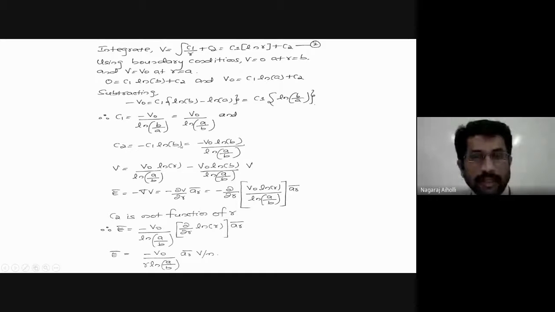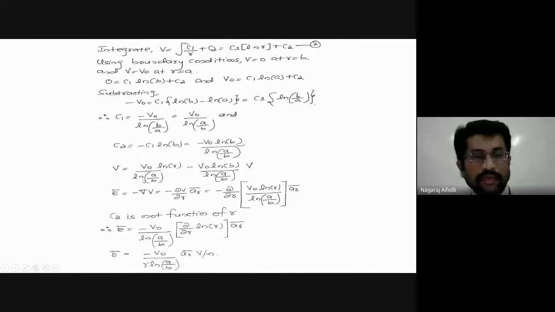If we want to find C2, then use this equation, 0 is equal to C1 ln b plus C2. Therefore, C2 will be equal to minus C1 ln b. Taking C1 ln b to the LHS, C2 is equal to minus C1 ln b. C1 is V0 divided by ln of a by b, so minus V0 divided by ln of a by b into ln b. This is the equation for C2.